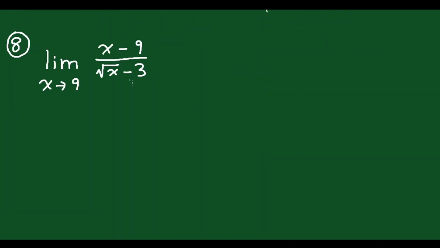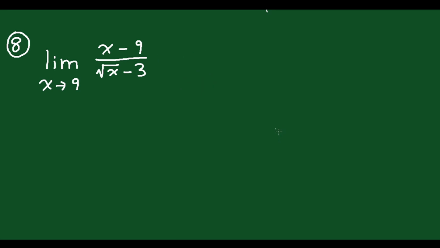Let's say I'm taking the limit as x approaches 9 of x minus 9 over the square root of x minus 3. This is one of the trickier ones to do because if you plug in the value of 9, square root of 9 is equal to 3, right? And if you have 9 minus 9 over 3 minus 3, you're going to get 0 over 0, and that's no good, right? We don't want the indeterminate form. So what can we do instead?